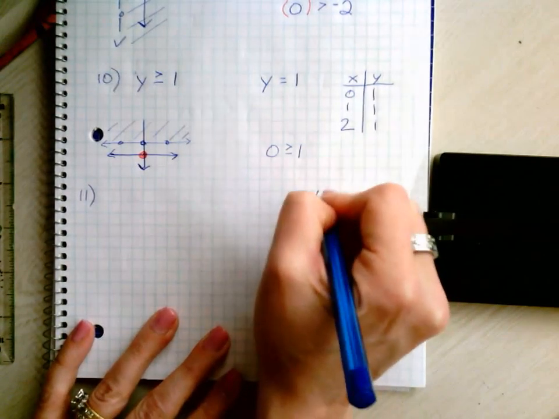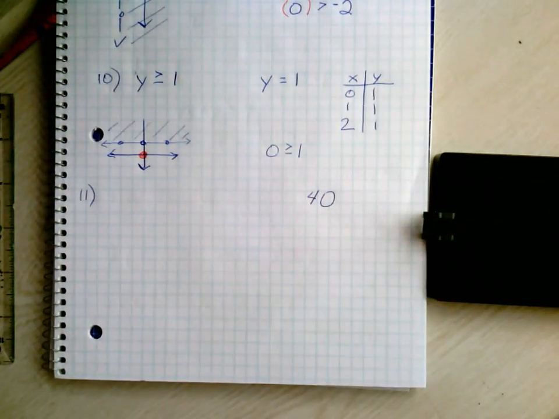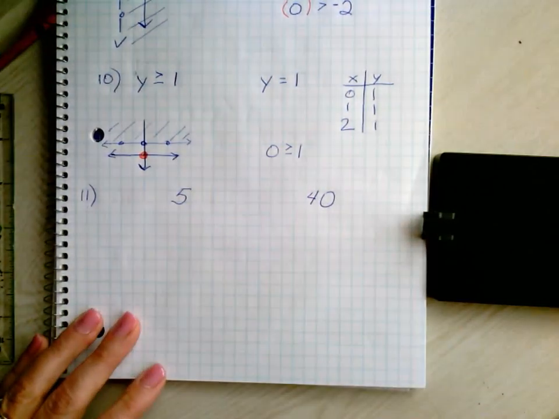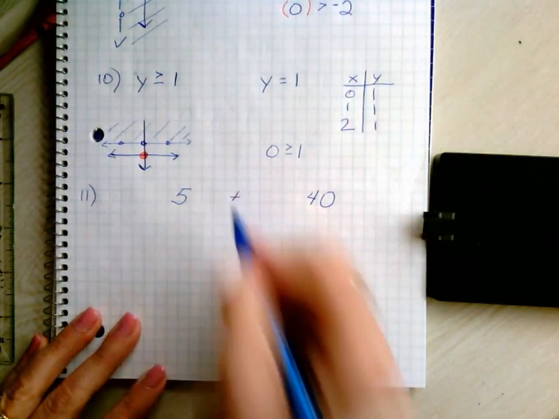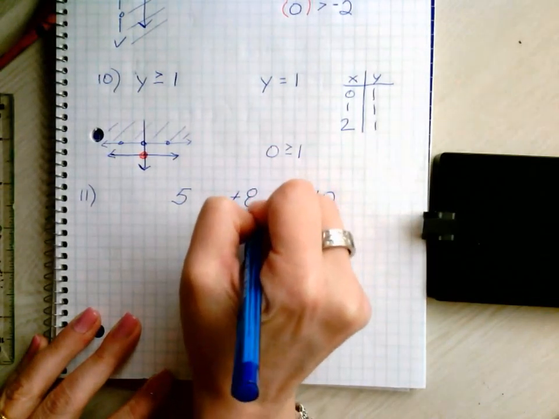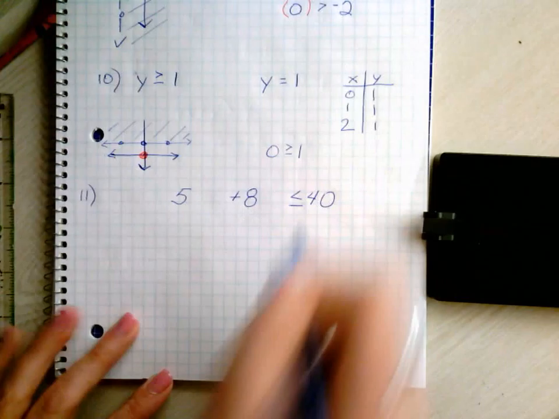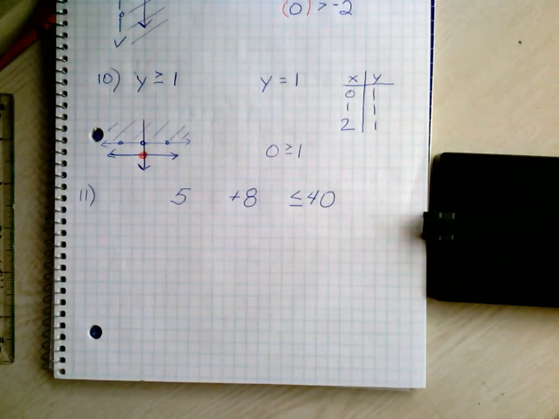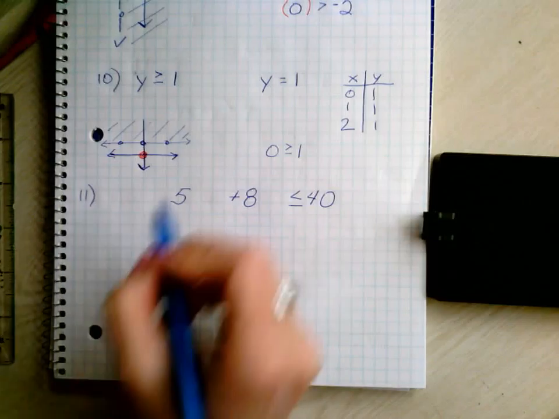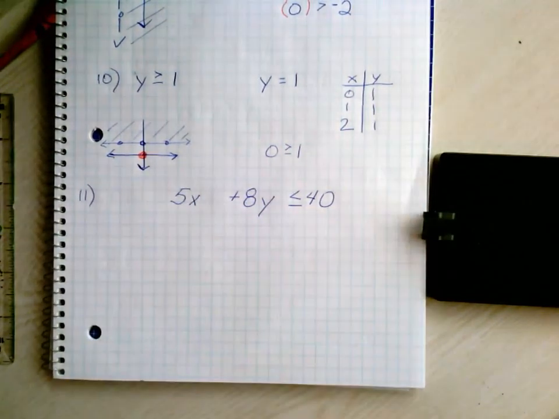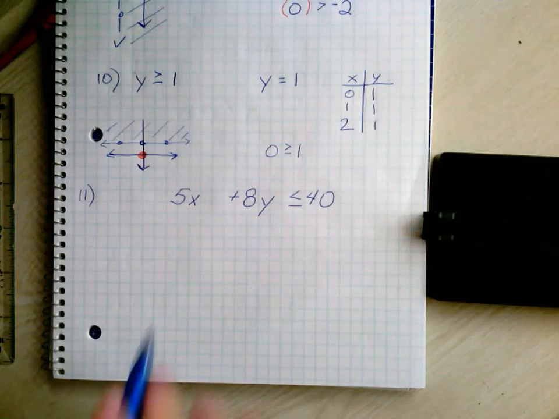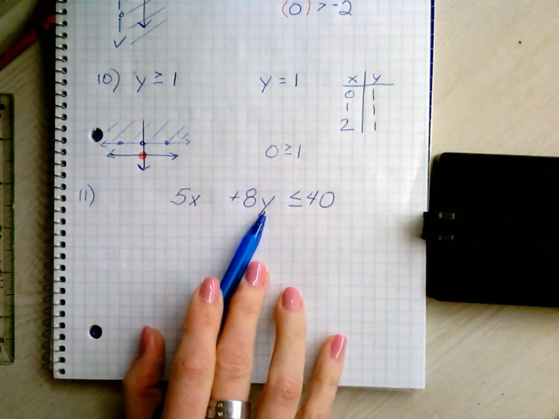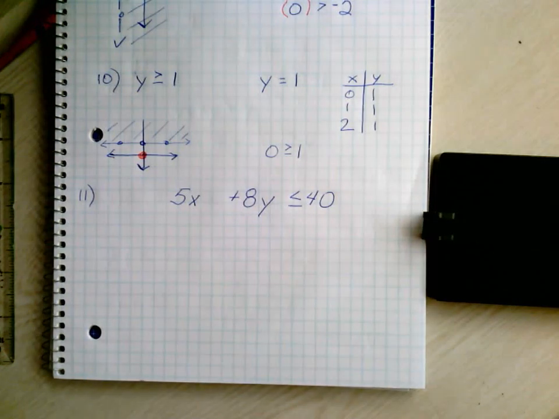So you have $40. Would you agree? So any combination of the $5 tickets and the $8 tickets all together have to be less than or equal to the $40 that you have. 5x plus 8y is less than or equal to 40. 5 of these, 8 of those. There's the equation. Let's graph it.